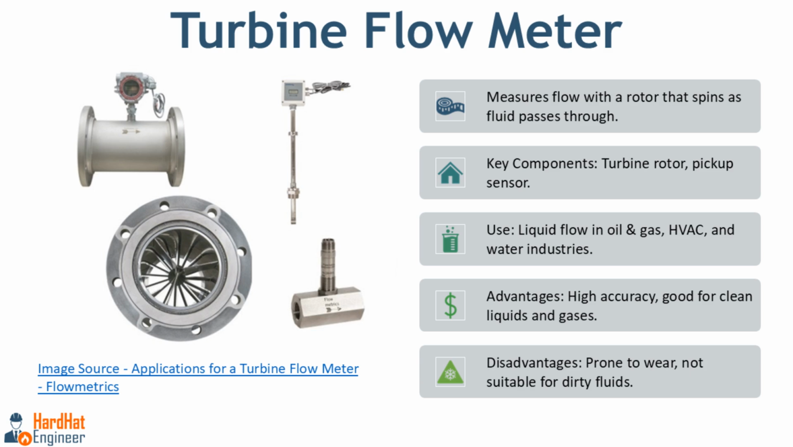The main components of a turbine flow meter are the turbine rotor, which spins as the fluid passes, and the pickup sensor, which measures the rotational speed. Turbine flow meters are commonly used in industries like oil and gas, HVAC systems, and water distribution for measuring liquid flow. They offer high accuracy, especially with clean liquids and gases. However, they are prone to wear and tear over time due to the moving parts, and they are not suitable for dirty fluids, as debris can damage the rotor or cause inaccuracies.